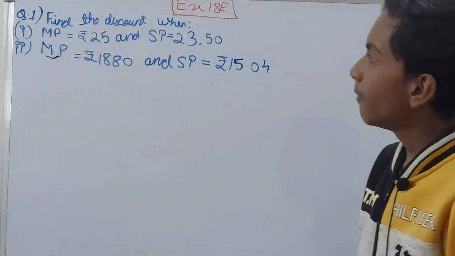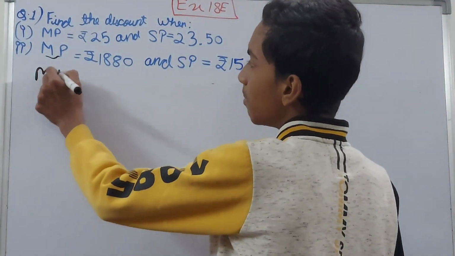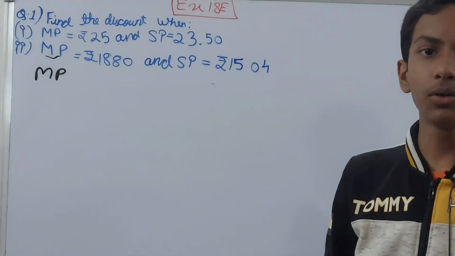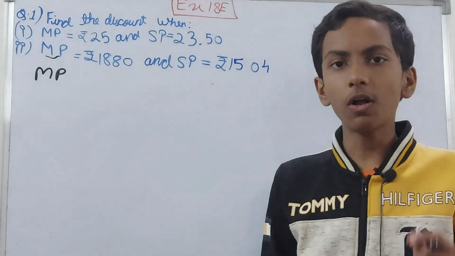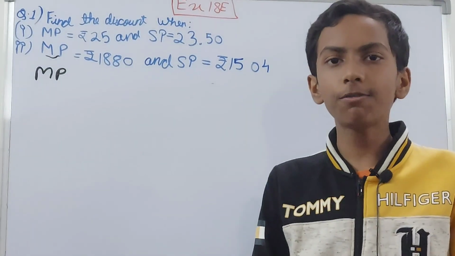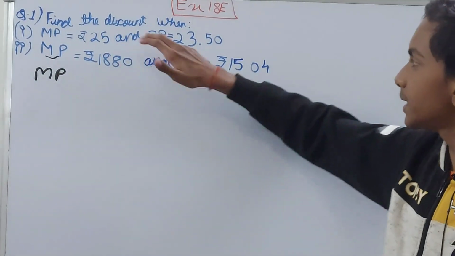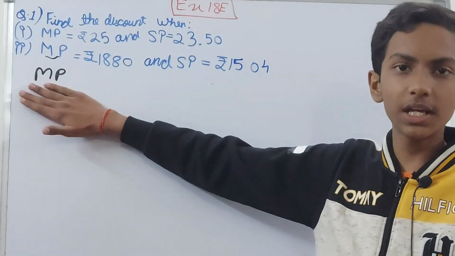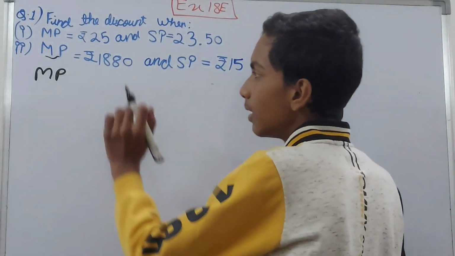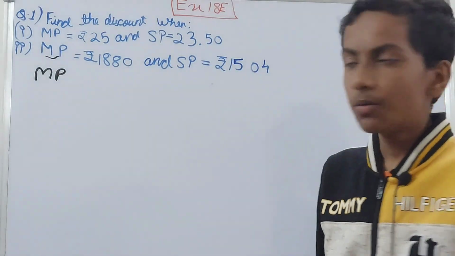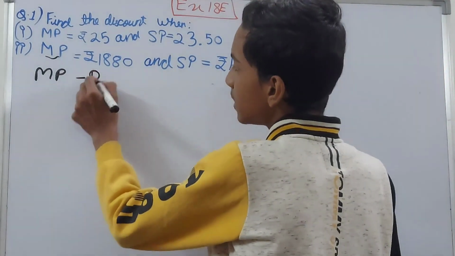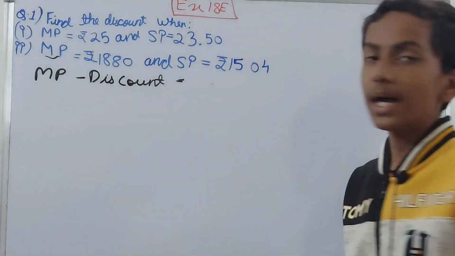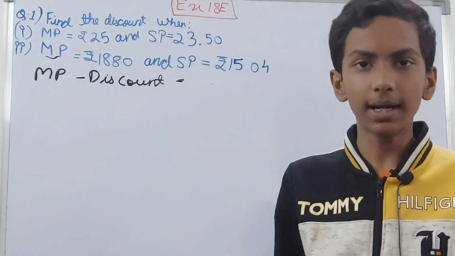So basically, the MP, that is the marked price, is a fixed price, and on this the discount is calculated. Remember, the discount is always calculated in percentage or fractions on the MP, not on the SP, okay? Always calculate your discount on the MP in the form of percentage or fractions. So MP is the marked price or MRP, right? Now, discount is the amount that is going to be reduced from your marked price.